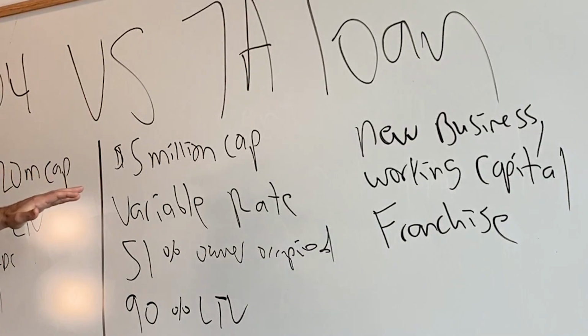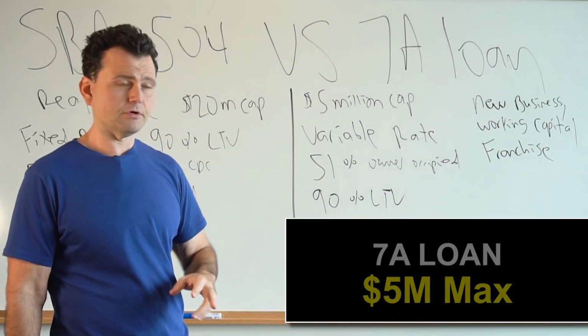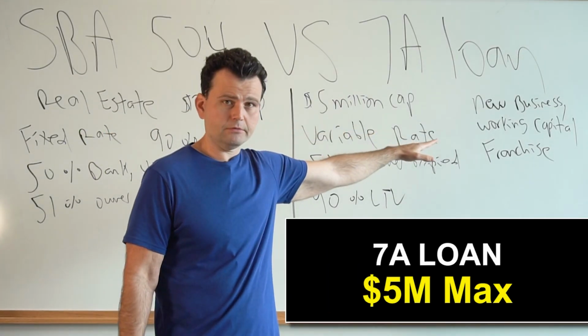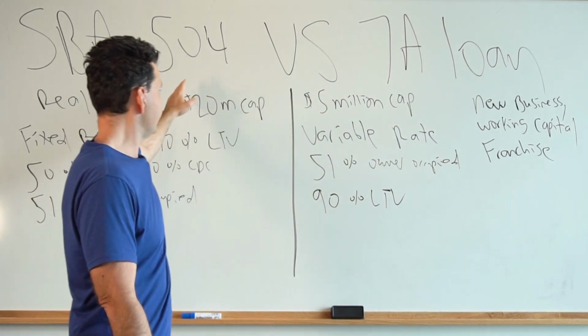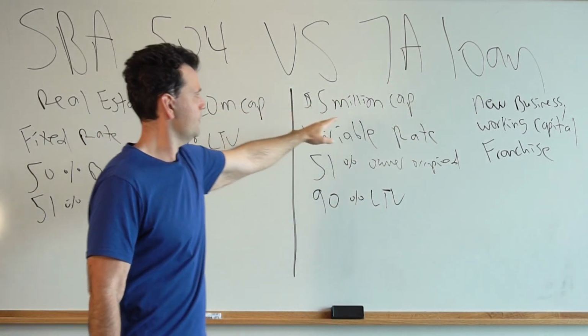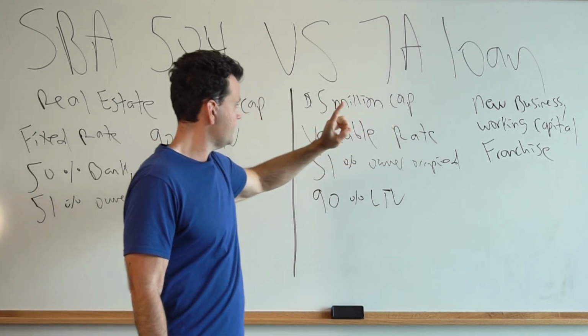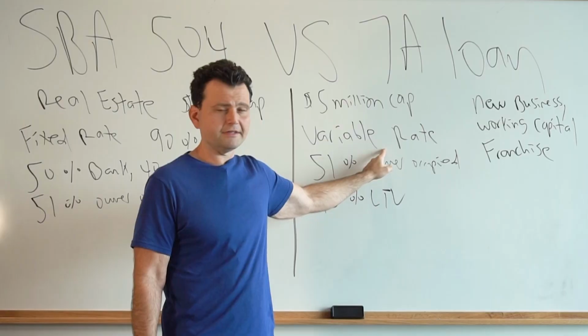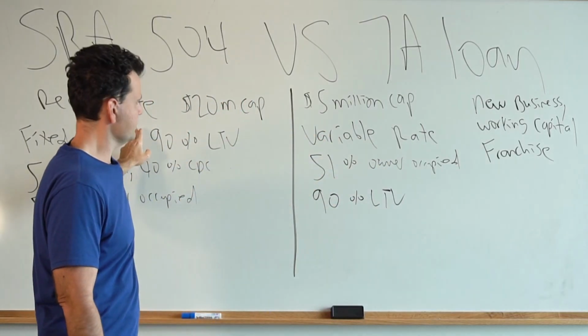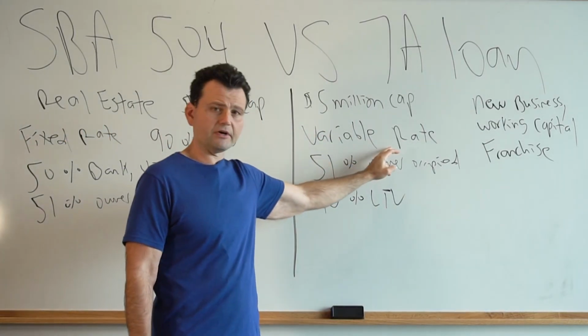Now on the 7A side, the maximum is only $5 million, right? So you can only go up to a $5 million loan with the SBA on the 7A side. Okay, so up here, remember on the 504, you go up to 20 million. Here, it's only 5 million. The other thing is that you pay attention on the 7A, it's a variable rate loan. It's not a fixed rate loan, like on the 504, it's a fixed rate. The 7A is a variable rate.